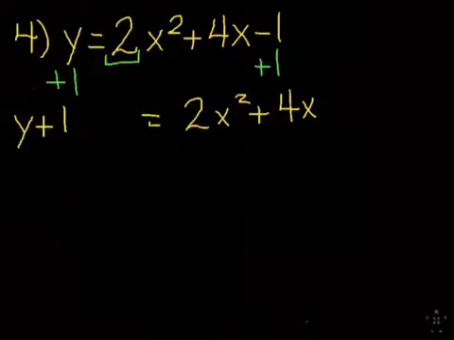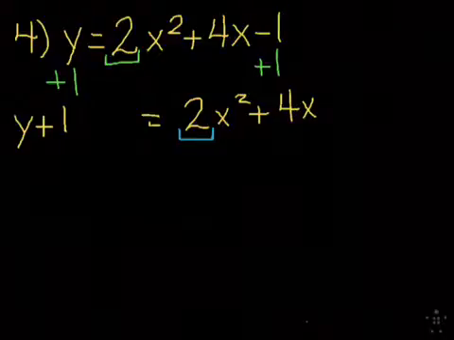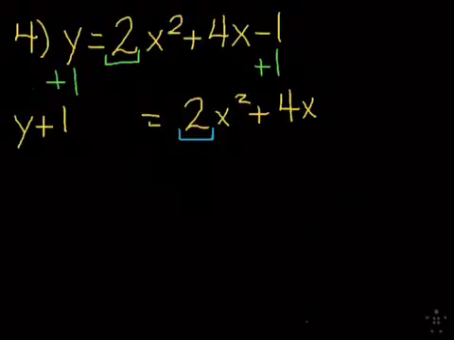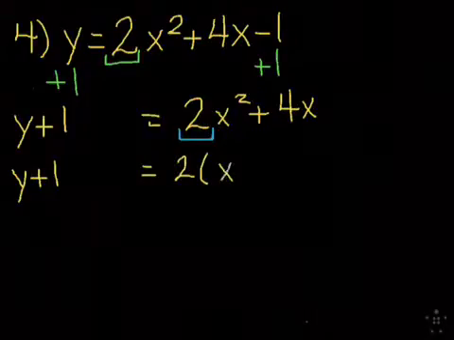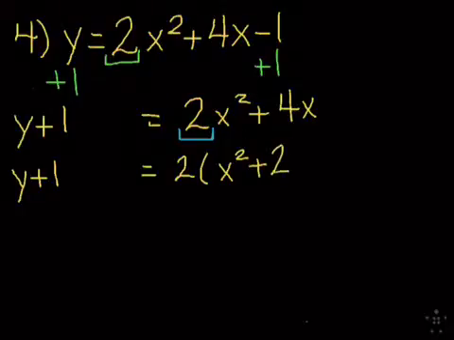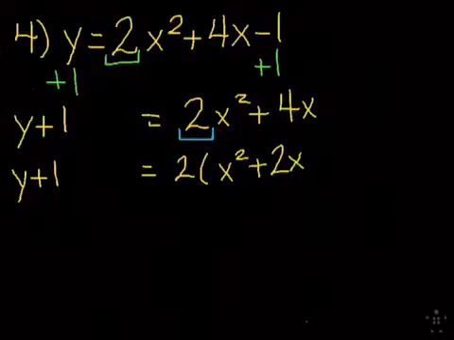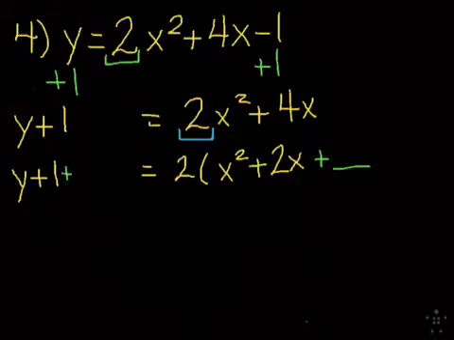I have to factor out the GCF, and it's the numeric GCF. Do not factor out the letter, just the number. So I'm going to factor out the GCF of 2. So I end up with y plus 1 equals 2 parentheses x squared plus 2x. All right, now we got it down to what we normally would like, so it's going to be plus here and plus on that side.